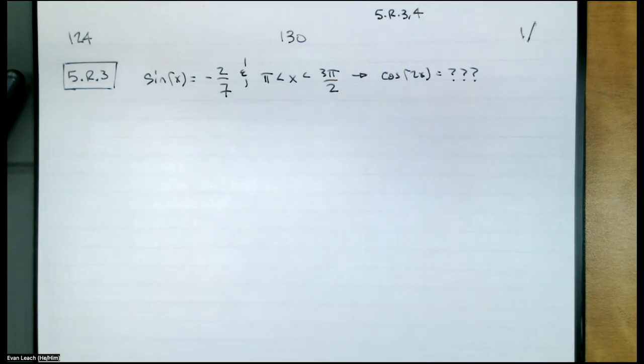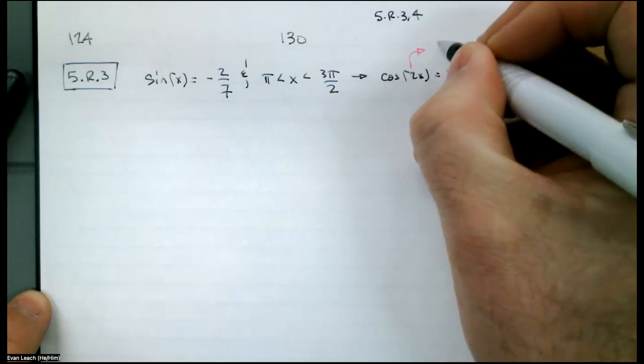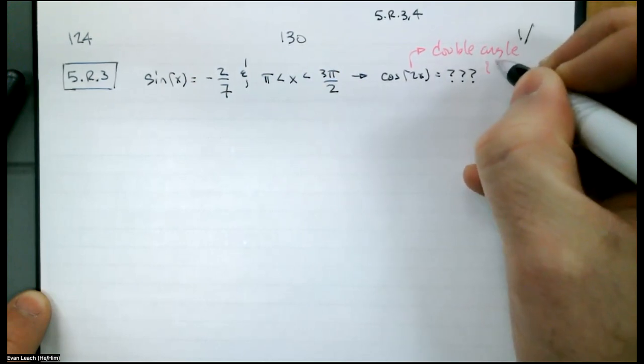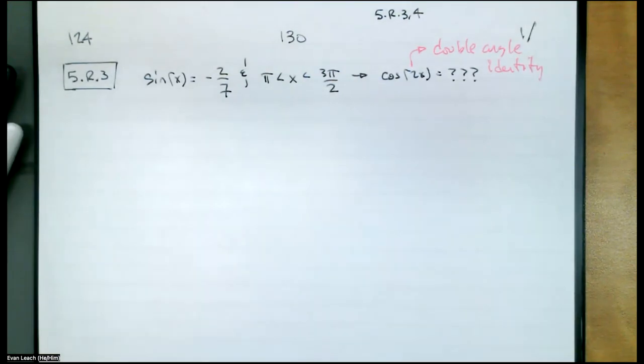We're asked to find the cosine of 2x, so we're going to be using a double angle identity. Right now we can see the problem is about a double angle identity because I want to know the cosine of 2x, and I have information that says sine of x. But I also have this piece of information that says x is between pi and 3 pi over 2.